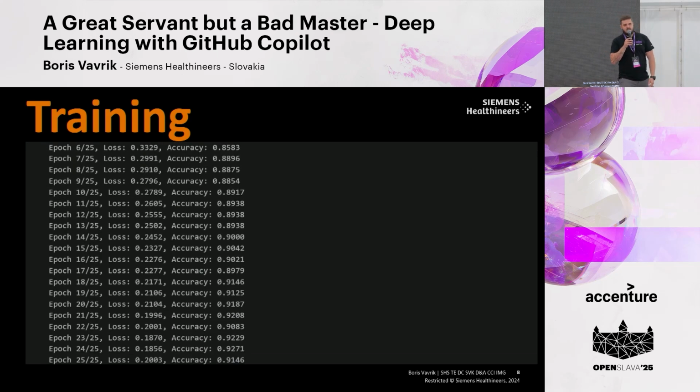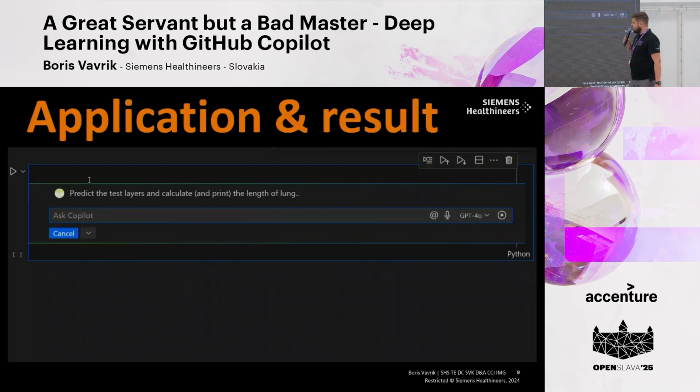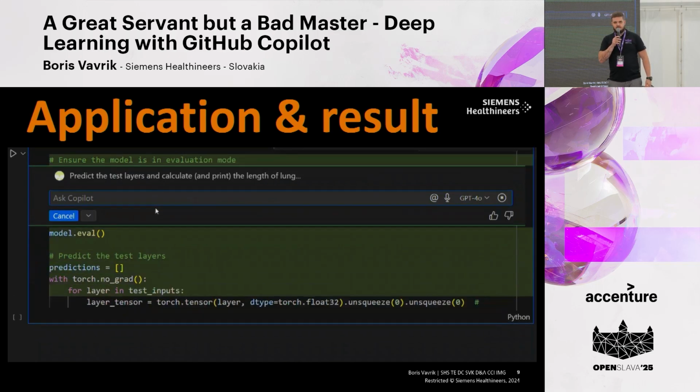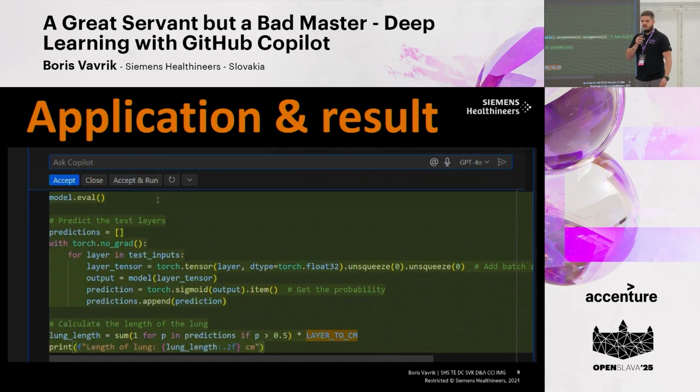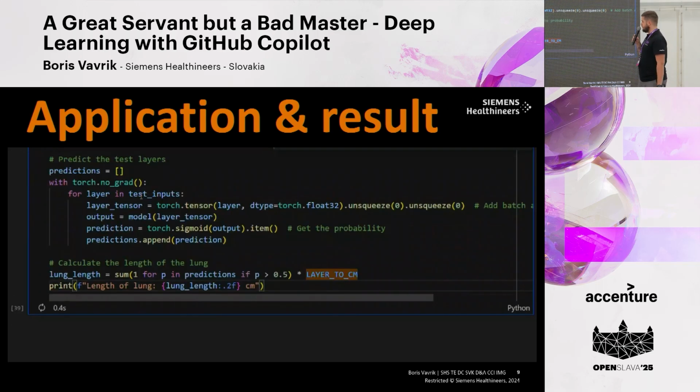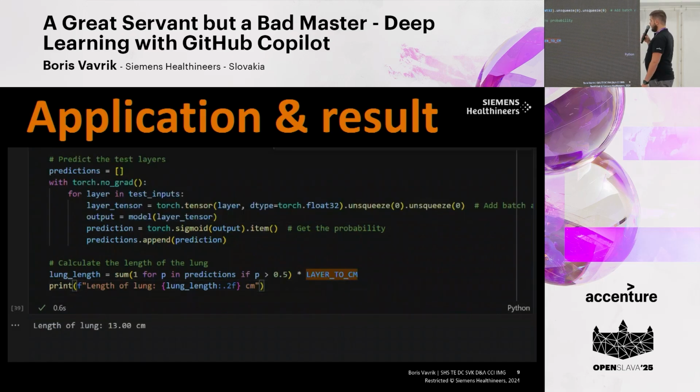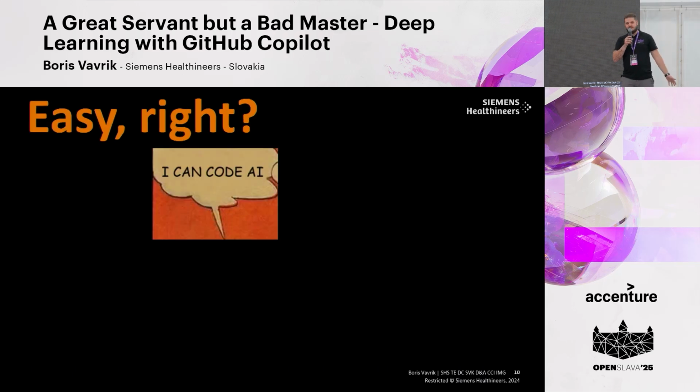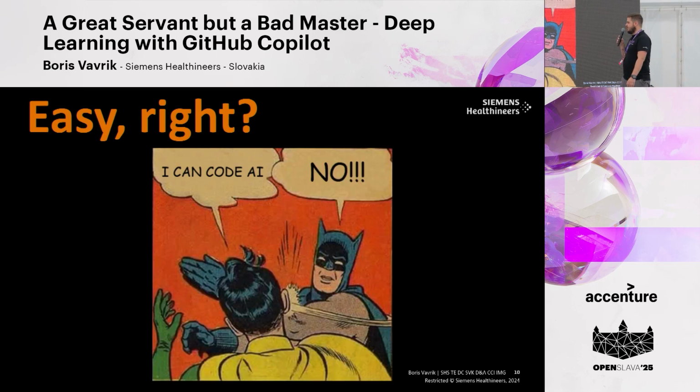Just a few epochs later, you have a model. The accuracy was increasing. Everything looks fine. So we asked for the application for the use case that we had. The assignment was to detect the lung based on the classification of the 2D layers. We defined that for GitHub Copilot, and it gives us a result of 13 centimeters. So yes, we did it. We have a solution in just a few minutes. Everything's great. We can safely conclude that we can code any deep learning model with GitHub Copilot.